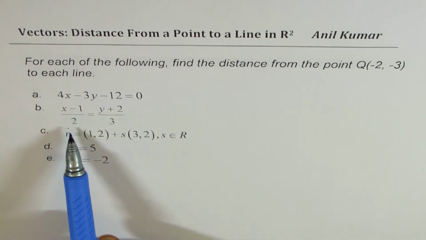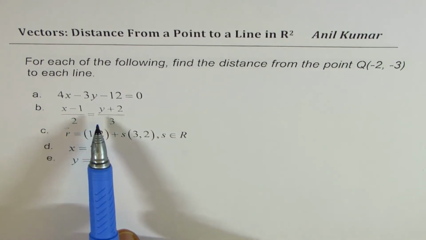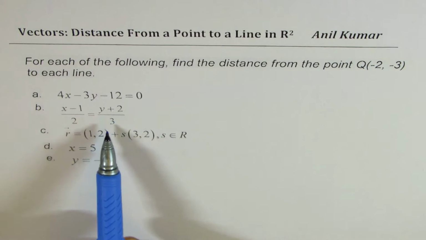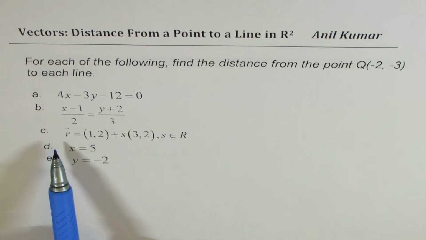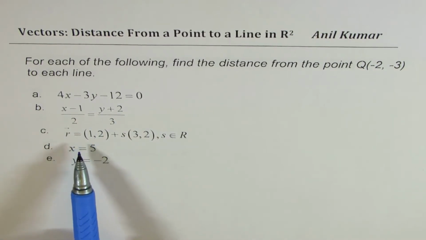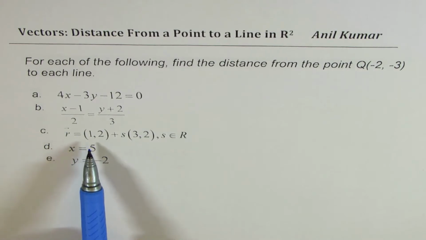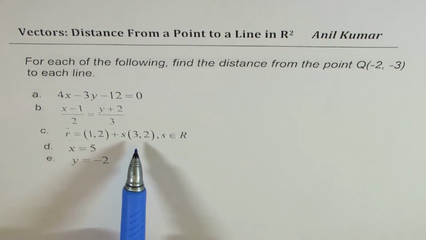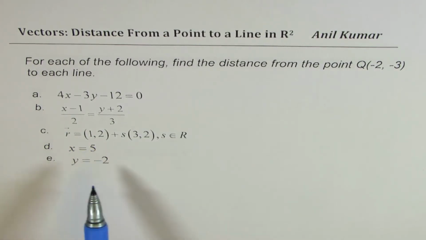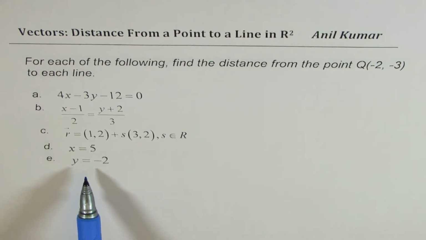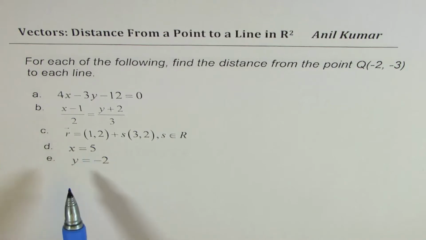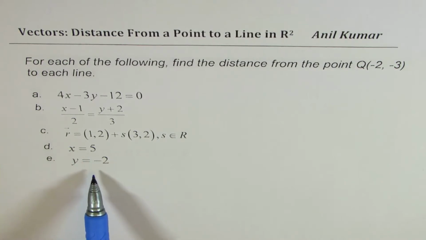Then we have (x - 1)/2 = (y + 2)/3, the symmetric form. The vector form of the equation, r = (1, 2) + s(3, 2), where s belongs to the real numbers. And then we have horizontal and vertical lines: x = 5 being the vertical line, y = -2 being the horizontal line.